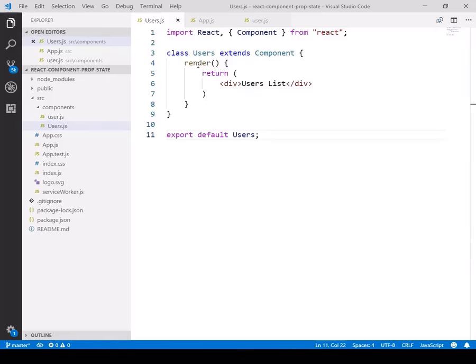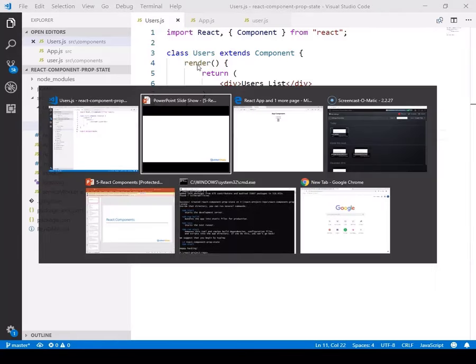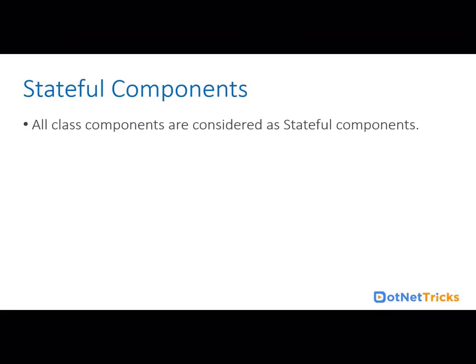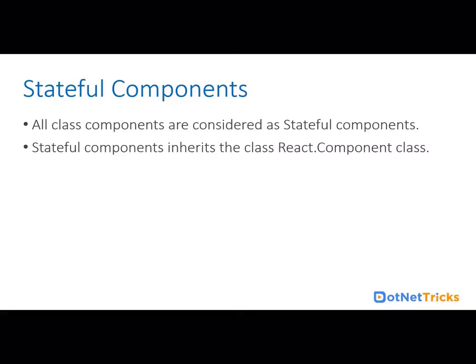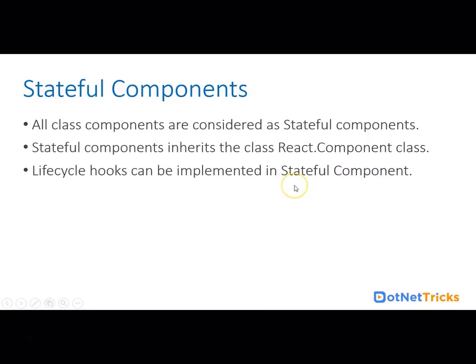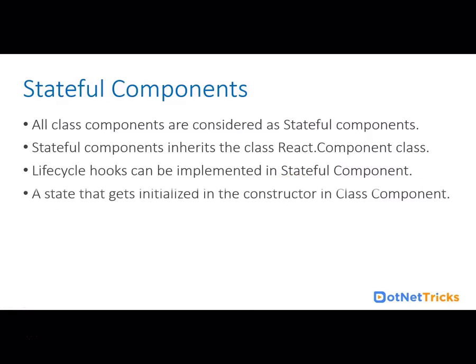So we discussed stateful and stateless components versus class components and functional components, where a class is a stateful component, and a class-based component has multiple lifecycle hook methods. Stateful React components inherit from the React.Component class. All the lifecycle hook methods can be implemented in a stateful component. A state gets initialized in the constructor of a class component. The difference between stateful and stateless is that where you can manage state, it is stateful.